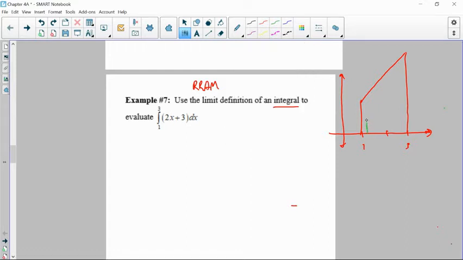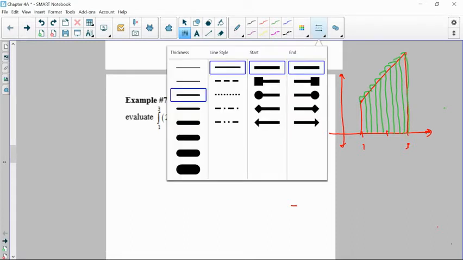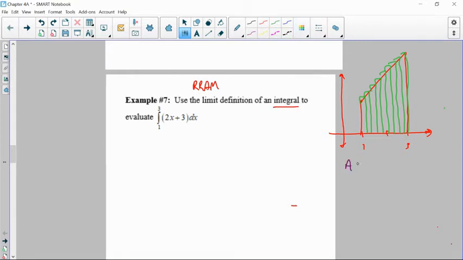I'm going to pretend I'm creating some rectangles here, and I'm just going to use the right side of the rectangle, and I want to make them all the same width. Whatever that width is obviously depends on how many rectangles I have. I know how to find the area of a rectangle: the area of a rectangle is base times height. And if I could find the area of this rectangle, and then this rectangle, and then this rectangle, I could just add them all up.